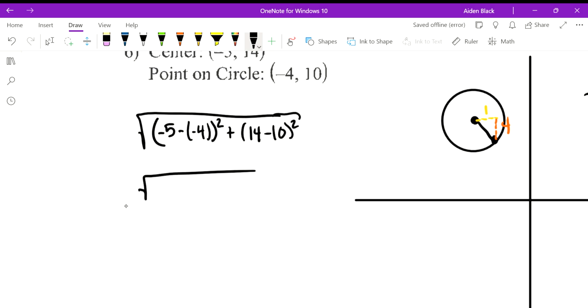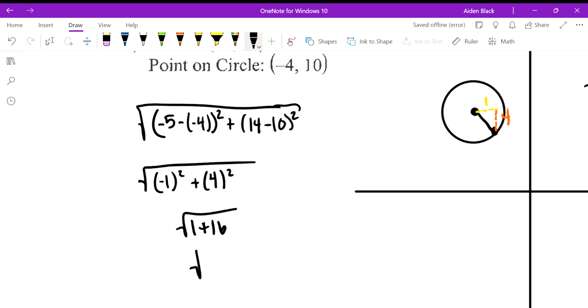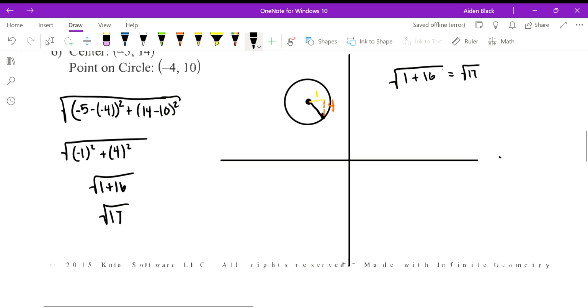Negative 5 minus negative 4 is just negative 5 plus 4. And then 14 minus 10 is 4. So I end up with 1 plus 16, because negative 1 squared is just 1. Negative 1 times negative 1 is 1. Okay, so now I have my radius, and I have the center of the circle, so now I can write the equation.